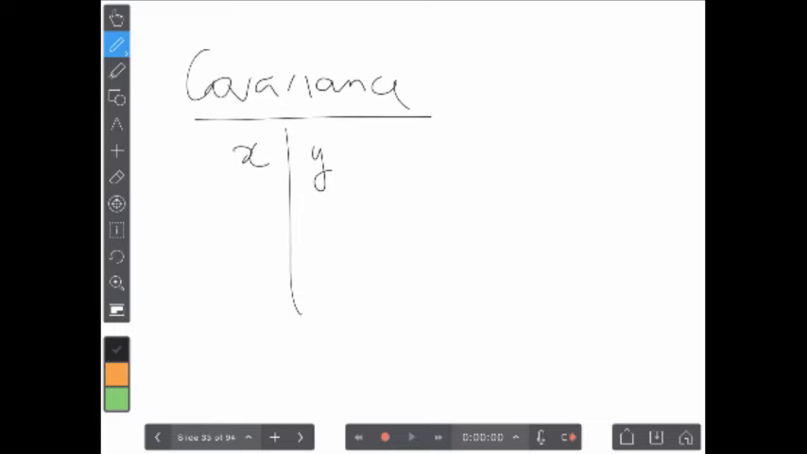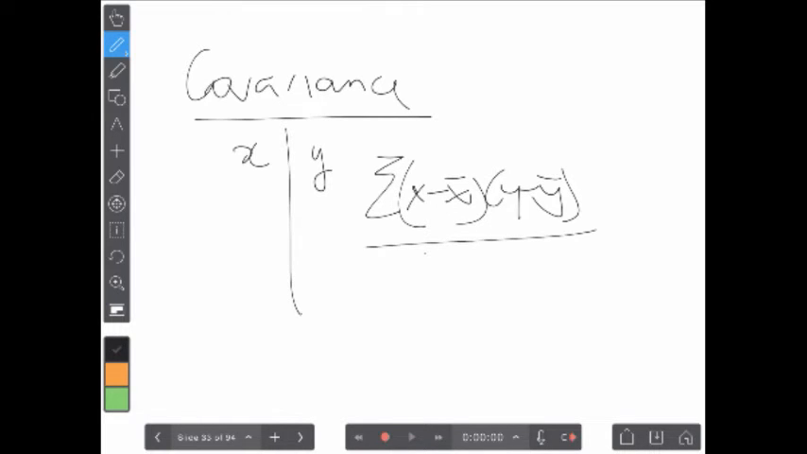So we can measure the covariance by taking X minus X bar times Y minus Y bar. Okay? And then if we divide this by n minus 1, that is sample covariance of x, y.